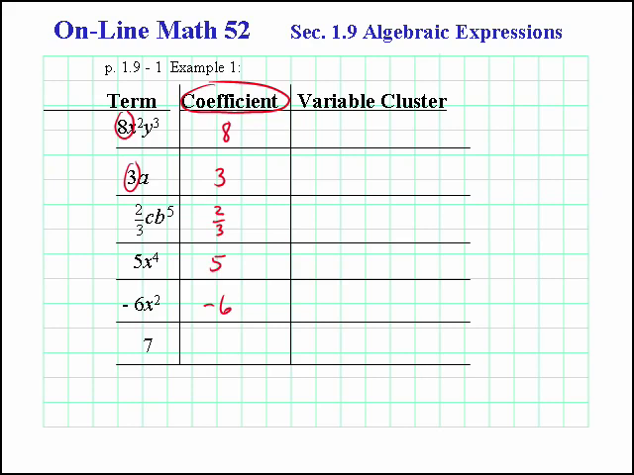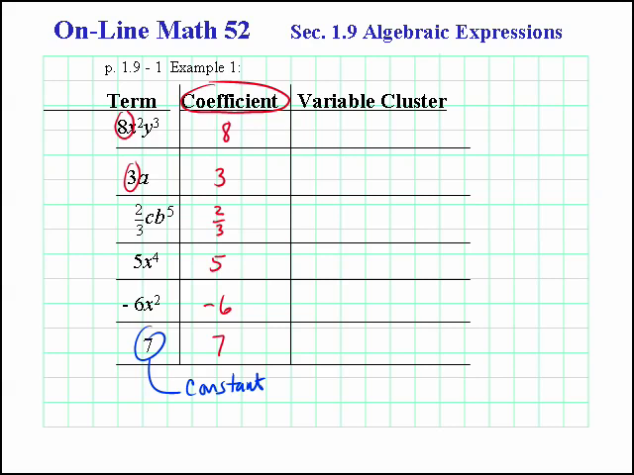Oh, -6. Yeah, coefficient can be negative. Can be a fraction, as we saw in 2/3. And the coefficient's 7. The thing is, we don't see a variable, so when there's no variable, we have another name for the number that's right here, and that's called a constant. I'll just kind of circle that and write constant.